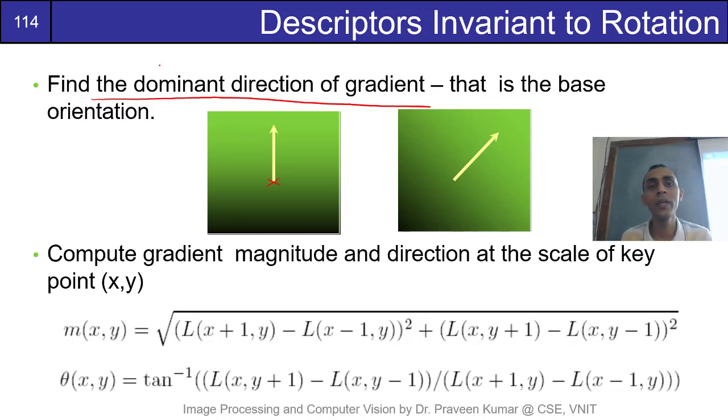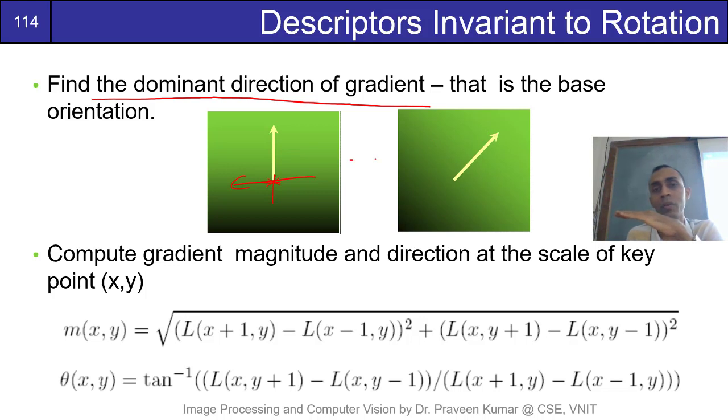The idea of using this dominant gradient direction is that we'll describe our features relative to this dominant direction. So irrespective of whether the patch has been rotated or not, the descriptor will always be in reference to this direction. So we'll make it invariant in that sense. We'll make it the new north.